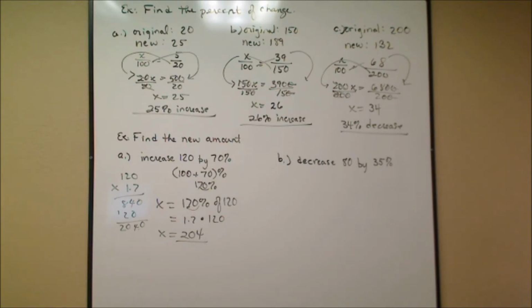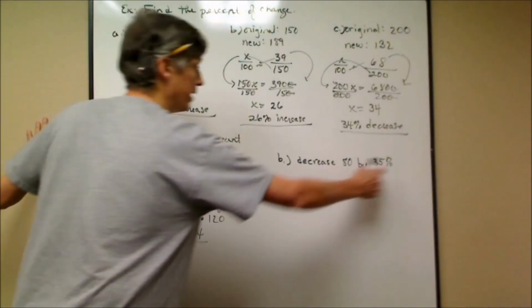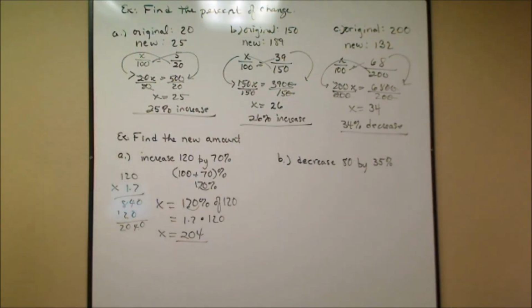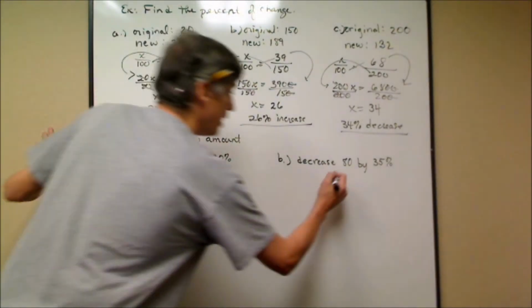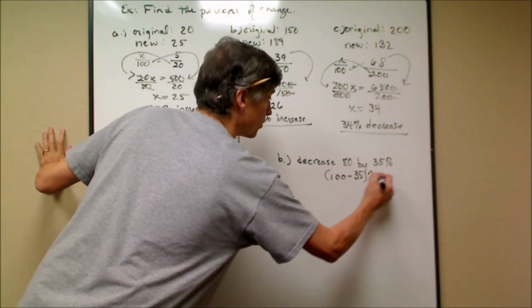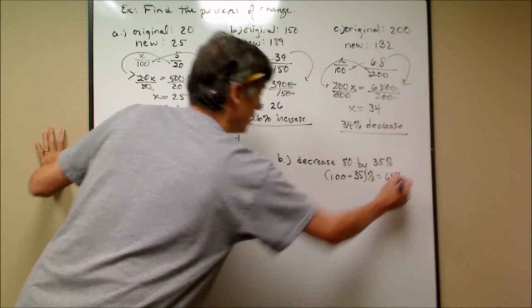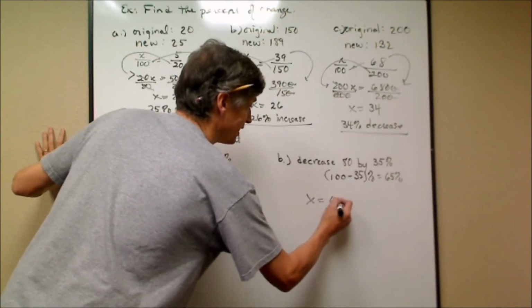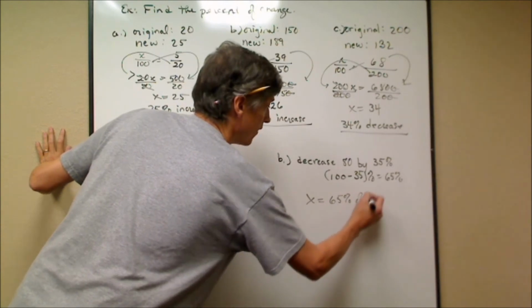Now, the second part here is a decrease. So I'm decreasing this number 80 by 35%. So I'm not getting the original number all back. I'm getting the original number back minus 35%. So this time I take 100 minus 35, which is 65%. So my number is going to be 65% of 80.